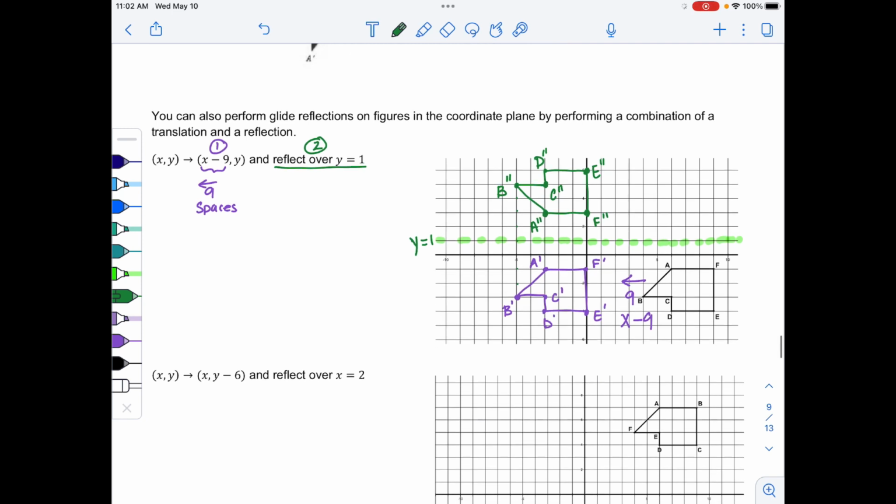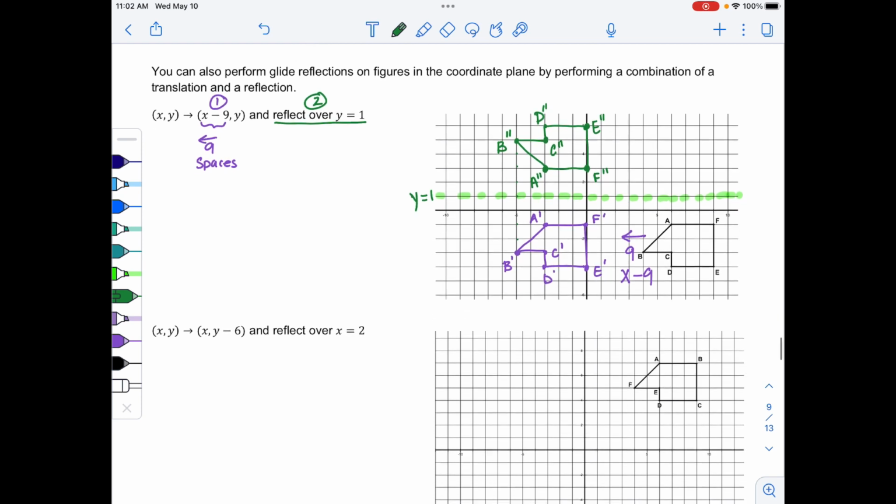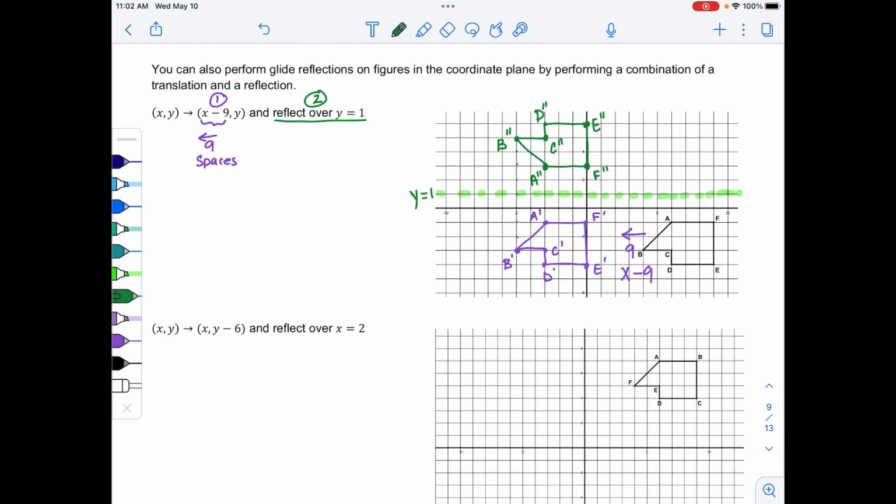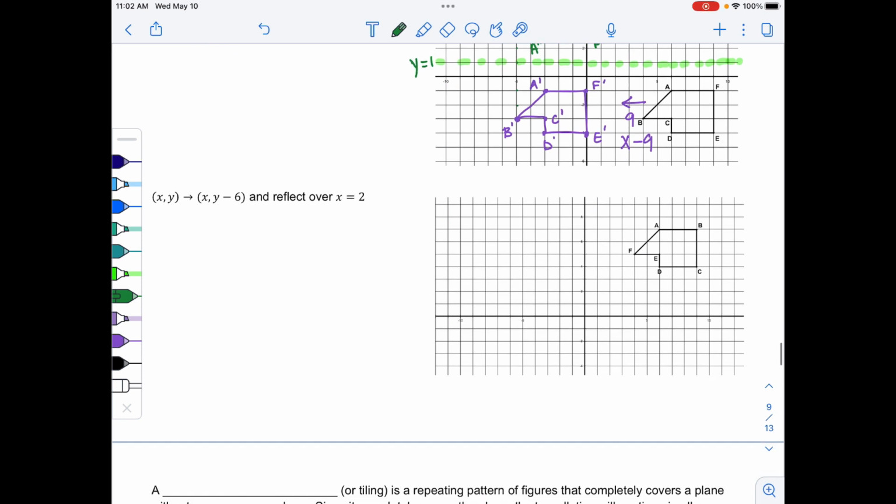Okay, same idea for the second one, except this time I'm subtracting 6 from y. So we are going to slide this thing. In this case, this y minus 6 means I'm sliding down 6 spaces. I'm going to take my entire figure and shift it down 6. Then I'm going to reflect over the line x equals 2.